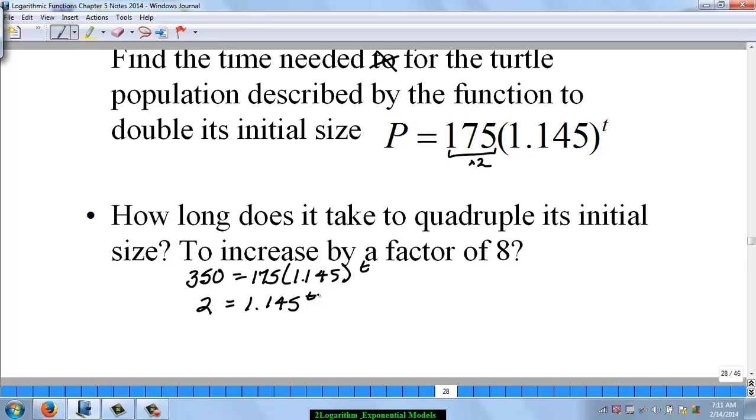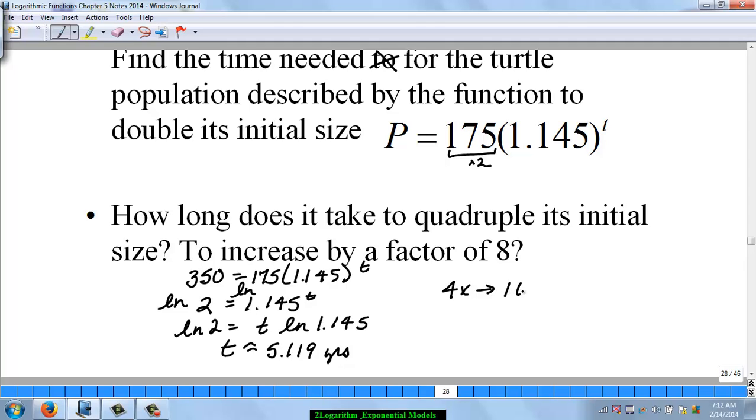And then this is a very simple equation to solve, so we're going to natural log both sides. So I have the natural log of 2 equals t times the natural log of 1.145. And I'm going to divide by that. So the time it takes for this population to double is going to be 5.119 years. Now, they want to know how long will it take to quadruple that? Well, to quadruple that would be doubling this. So actually to quadruple that, or going 4 times, it would take about 10.238 years.